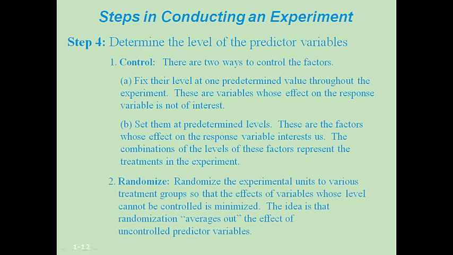Secondly, it's important to randomize. Randomize the experimental units or subjects to various treatment groups so that the effects of variables whose level cannot be controlled is minimized. The idea is that randomization averages out the effect of uncontrolled predictor variables.